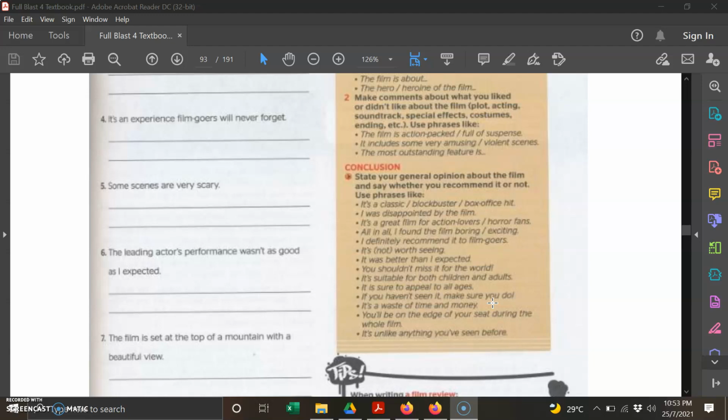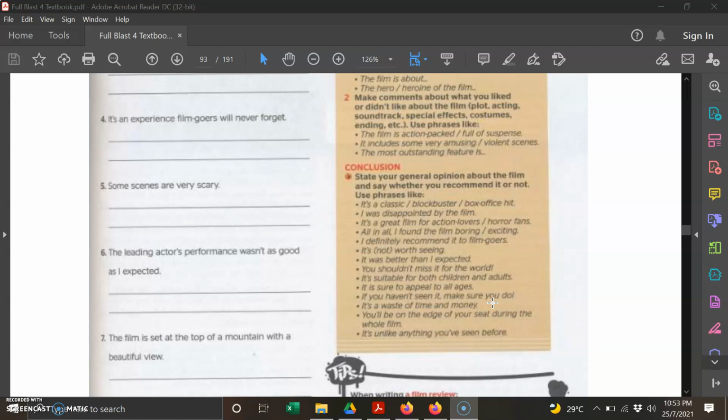Okay, next, all in all, secara keseluruhannya, all in all, secara ringkasnya, pendek kata, I found the films boring or exciting. Filem itu membosankan ataupun menarik. Next one, I definitely recommend it to moviegoers. Saya secara dasarnya mengesyorkan filem ini kepada peminat-peminat filem.